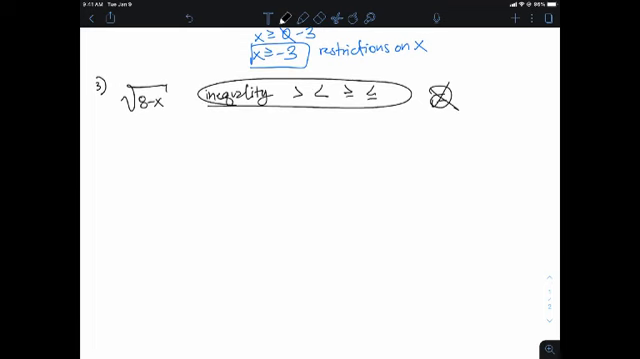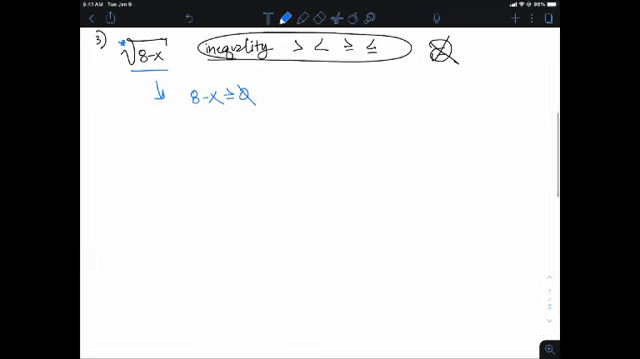So for example, if I asked you, what are the restrictions on this particular radical, we would say, okay, it's a square root, so that tells us that the radicand, and in this case the radicand is 8 subtract x, has to be greater than or equal to 0. We can't take the square root of a negative number. So negative x is greater than or equal to negative 8.